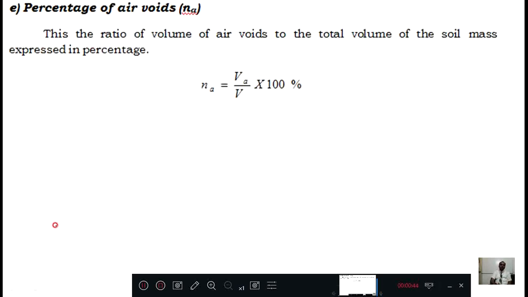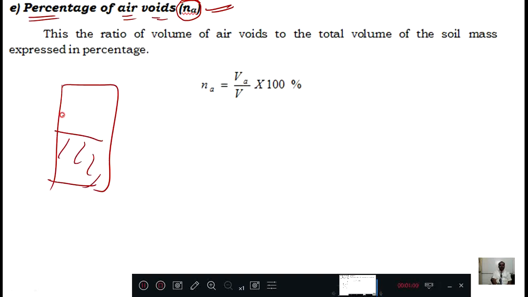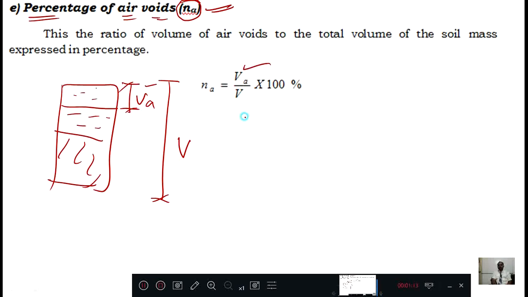And the last term we have in these volume relations is the percentage of air voids. Percentage of air voids is expressed with the term Na. Here, what am I comparing? This is the solids, this is the water, and this is the air. I am comparing how much air there is to the entire volume. That is the ratio of Va to V, expressed in terms of percentage. Okay, now this is the percentage of air voids.